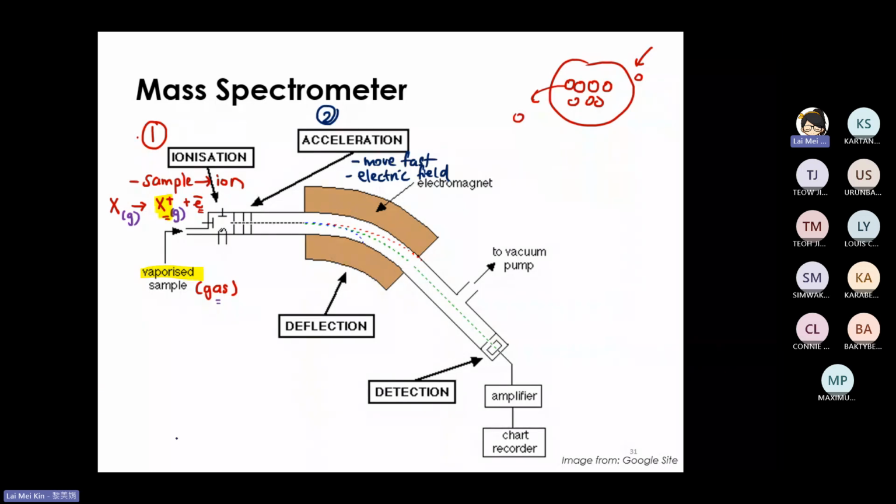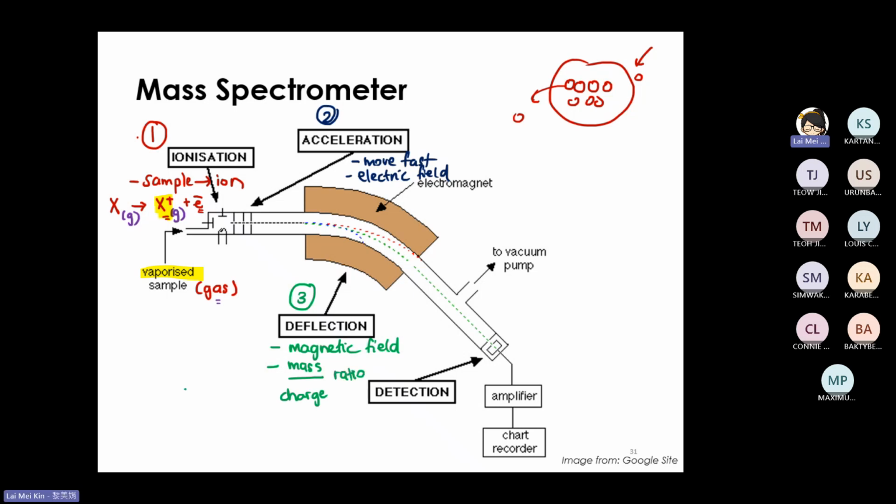And why do I want it to move very fast? Because of the third stage, deflection. Remember, if something moves very fast, when you push it, it can be deflected easily. If it moves very slow and steadily, you try to push it, I'm firmly here. So that's why I need to accelerate so that it can be deflected. So deflection is using magnetic field. And this deflection is according to what we say just now, mass over charge ratio.